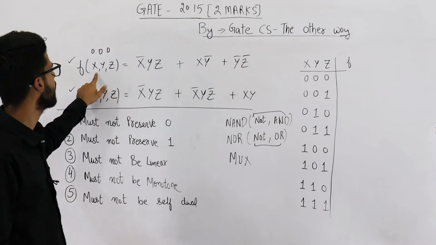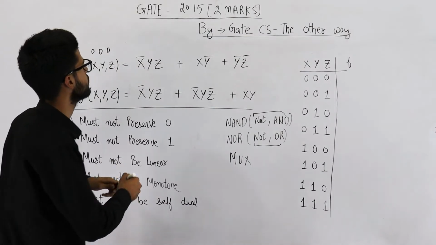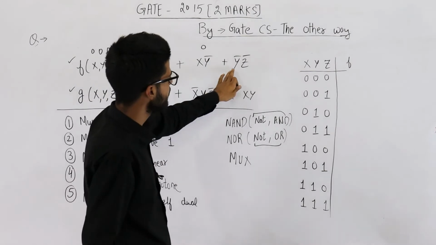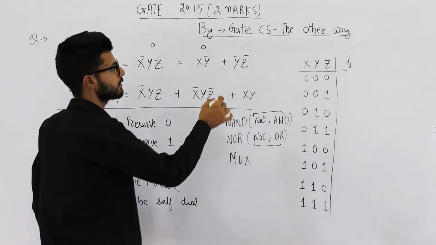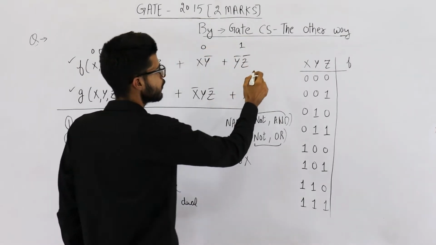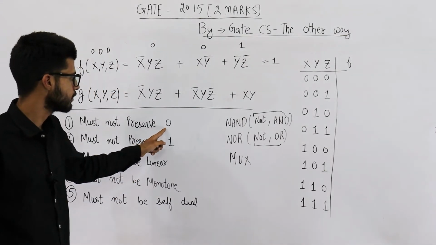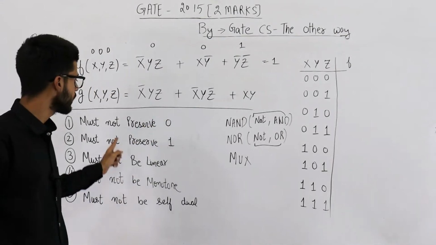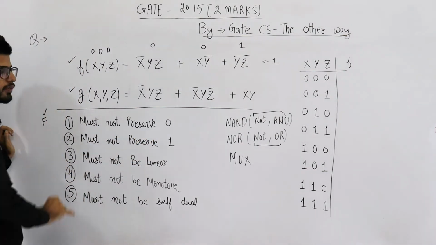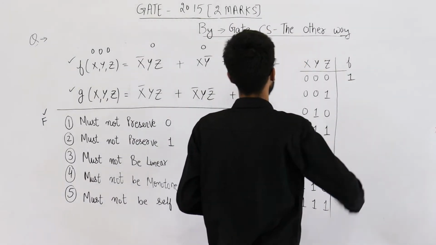Let's see the output of f in case of 0, 0, 0. See, y and z are 0, that means this entire term will become 0. x is 0, this term will also become 0. Y and z both are 0, so y complement dot z complement will be 1. 0 plus 0 plus 1. That means output will be 1 on 0, 0, 0. Now, if on all zeros output is 1, you can say it does not preserve 0. So f satisfies this property. On input 0, 0, 0, function outputs 1.